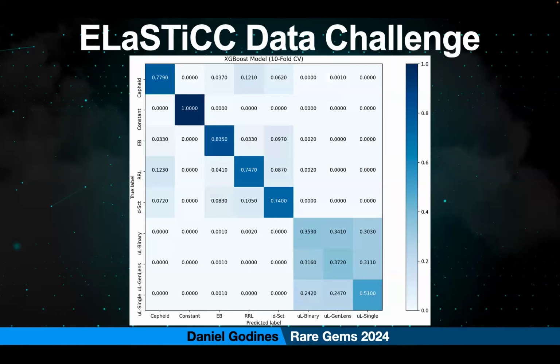So some tests that we ran recently was using the Roman Data Challenge. On the bottom three classes, these are three different types of lenses, including single lens events, binary lenses. There's a lot of confusion between these. As far as the variables go, we have delta Scuti, RR Lyrae, eclipsing binaries, and Cepheids. The program does a relatively good job of differentiating between these, but there is confusion.